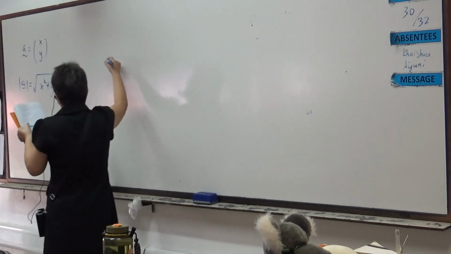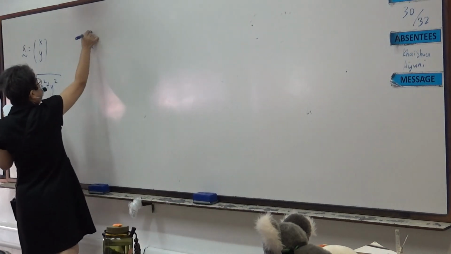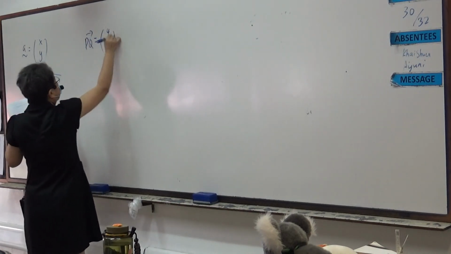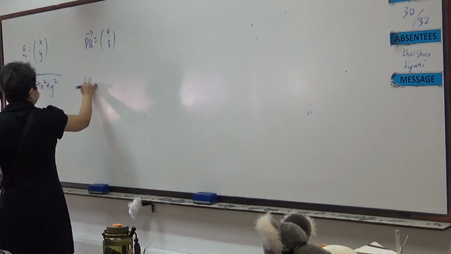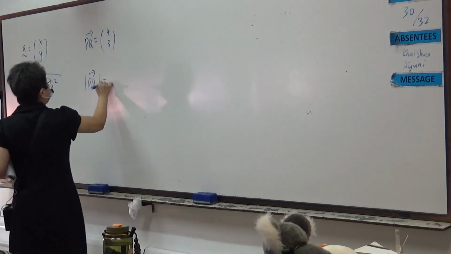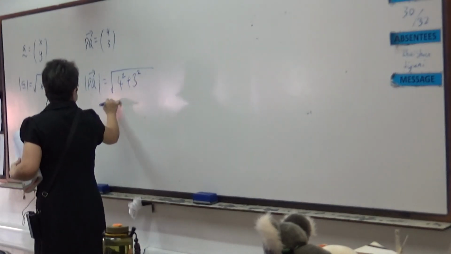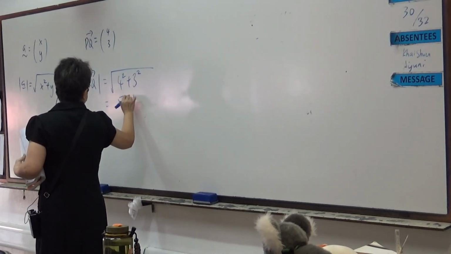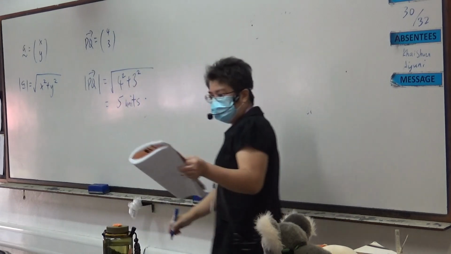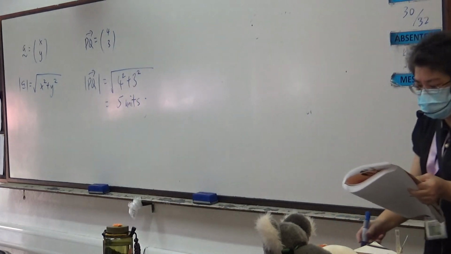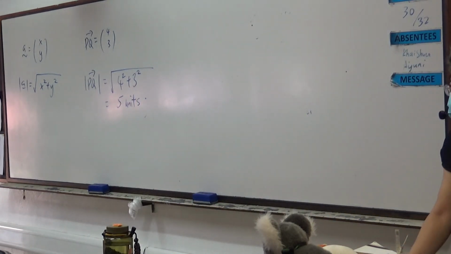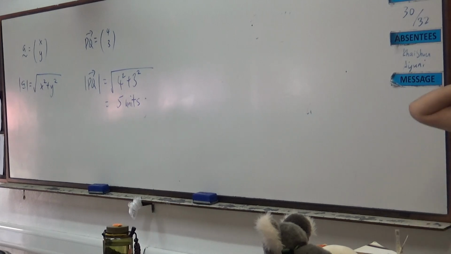For example, I have PQ as 4, 3. Then what is the magnitude of PQ? The square root of 4 squared plus 3 squared. So this will be 5 units. Are we clear? Can or cannot? Can, okay.